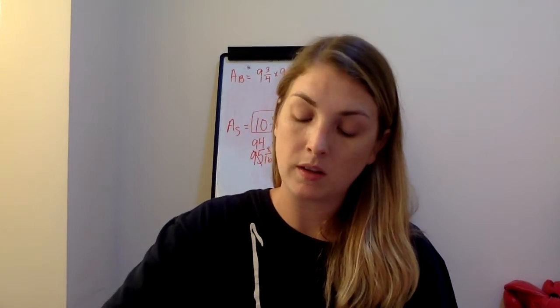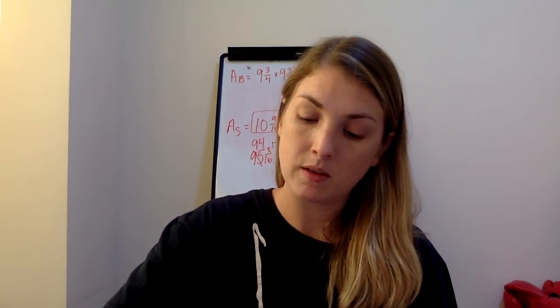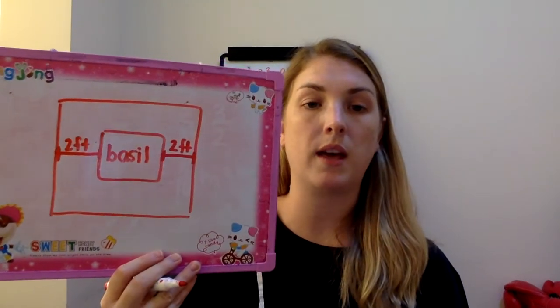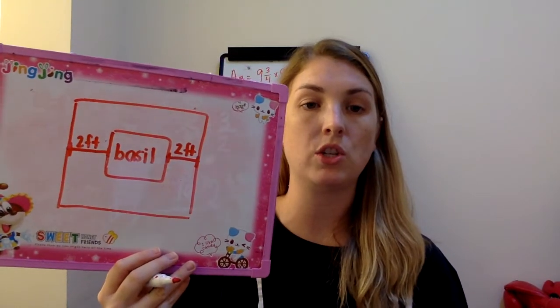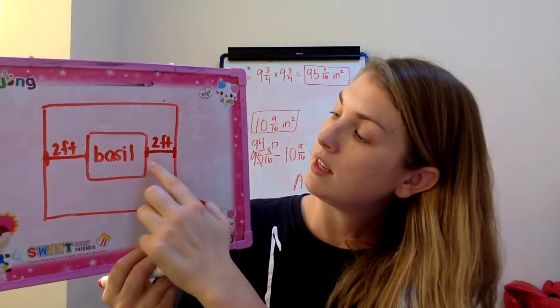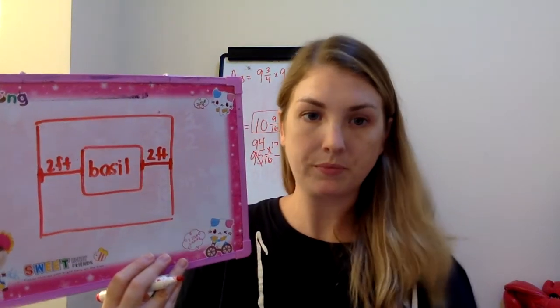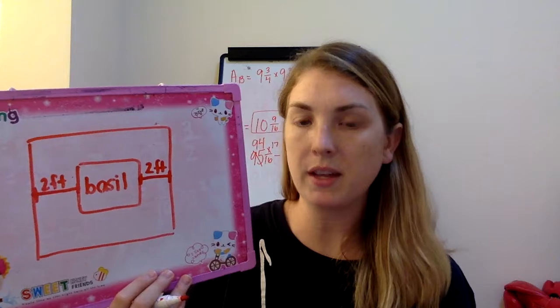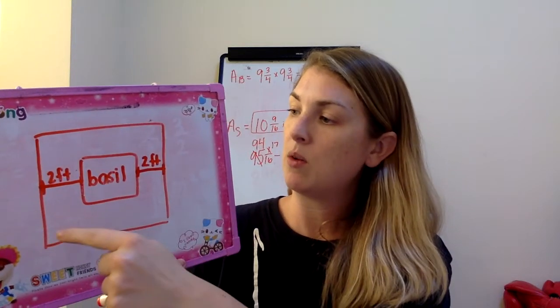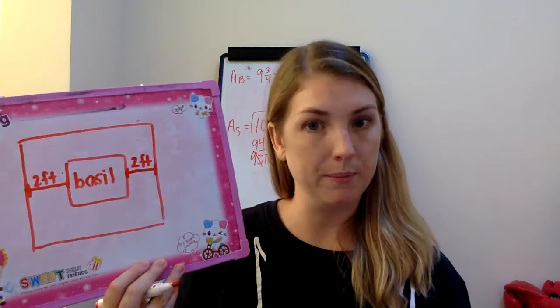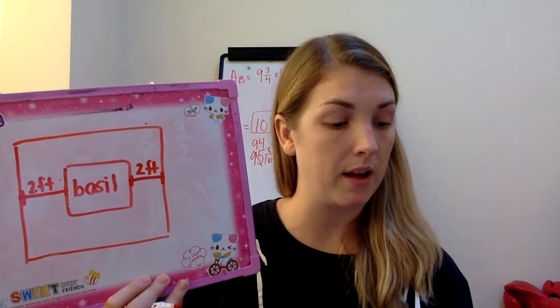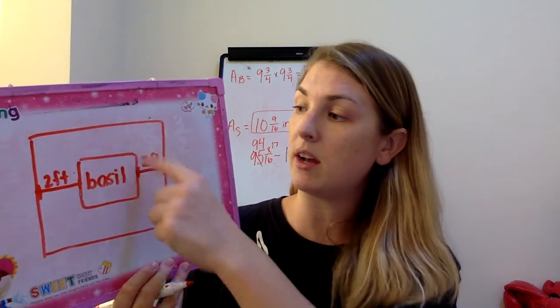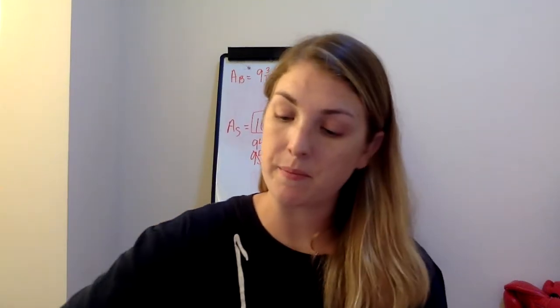So I'm going to think about how I could draw this to help me visualize what I'm doing here. I know it's not a perfect drawing, but it shows that each side is 2 feet away from the basil. Now I'm thinking, they're asking me for the perimeter of the fence. How am I going to find the perimeter of this fence when all I'm given is this information? But wait, we were given some more information in part A. We know that each side of the basil plot is 5/8 of a yard.